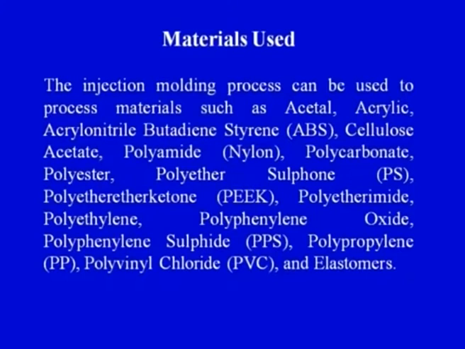Now, what are the various types of materials used? This gives a long summary of materials that can be used, but I will read a few of the important ones. The injection molding process can be used to process materials such as acrylonitrile butadiene styrene, ABS, which is written on your screen. Nylon, it can be used for polyether ether ketone, polyphenylene sulfide, or polyvinyl chloride. So, different types of plastics can be processed by the injection molding process.